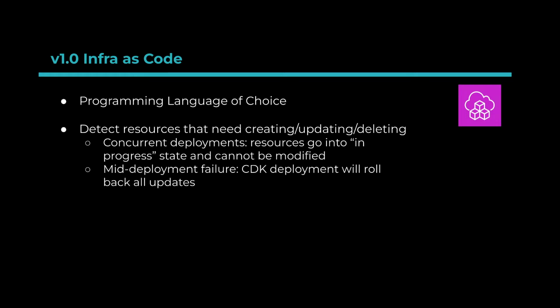CDK handles concurrent deployments by putting your stack into an in-progress state. So if you work in a team and several people are trying to deploy at the same time, which is going to create chaos, it will prevent that by blocking your stack. And if for whatever reason you do something dumb in your stack and your deployment fails, CDK rolls back everything. Whatever was deployed up to that point gets erased and your stack goes back to before, like nothing happened.